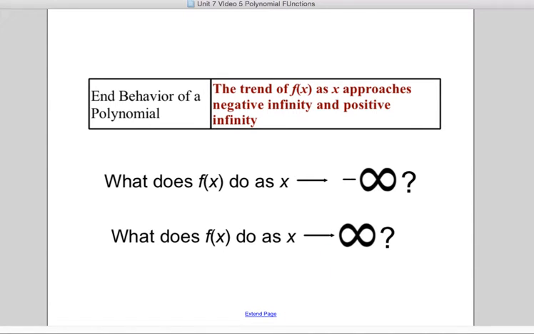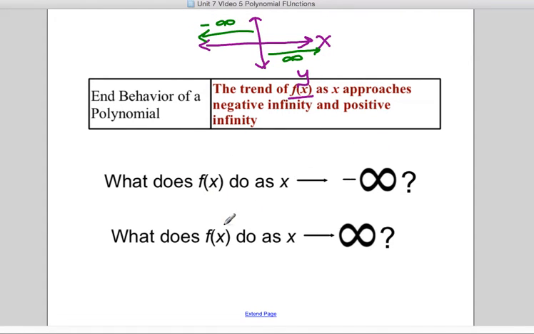What do negative infinity and positive infinity mean? If I'm looking at a graph and the trend of f of x, we're looking at what y does as x goes to negative infinity. So this is my x-axis. If I head in this direction, I'm going to negative numbers, so this is going to negative infinity. If I head to the right, I'm going to positive, so it's going to positive infinity.